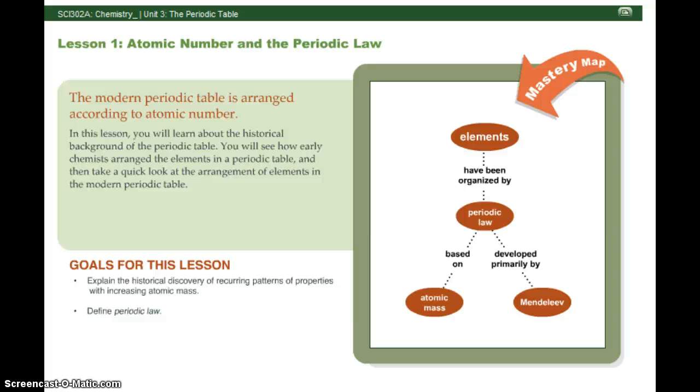Goals for this lesson: explain the historical discovery of recurring patterns of properties with increasing atomic mass. This is huge. Okay, so let's say it again. The fact that there's recurring patterns of properties of the different elements, and it has to do with the fact that their mass is increasing as you go up in atomic number as well. And then define periodic law. Elements have been organized by periodic law based on atomic mass, developed primarily by Mendeleev.